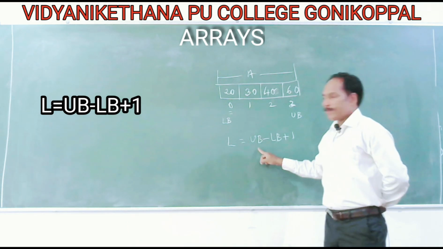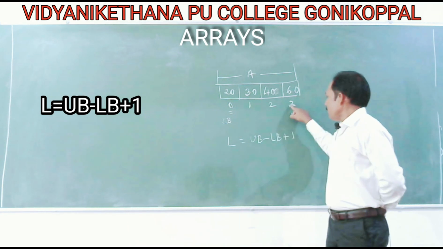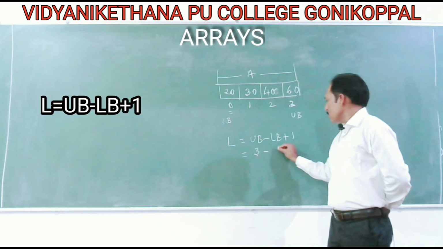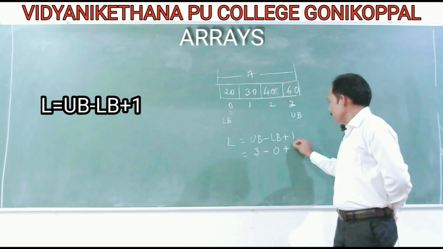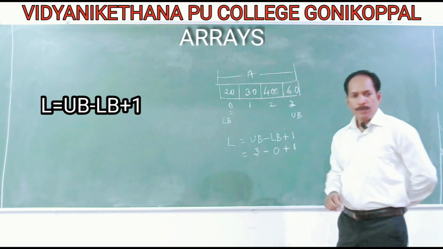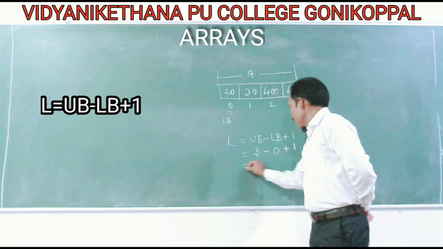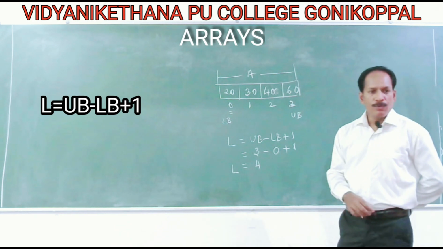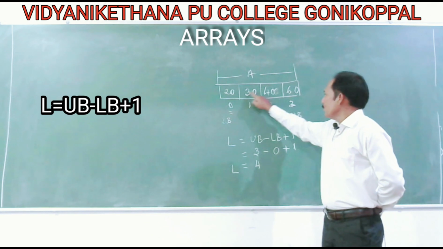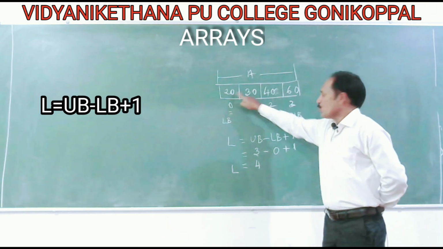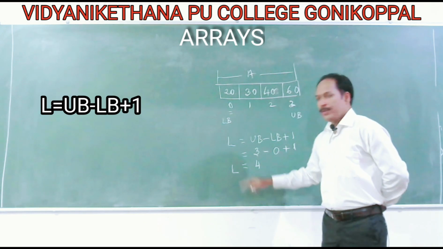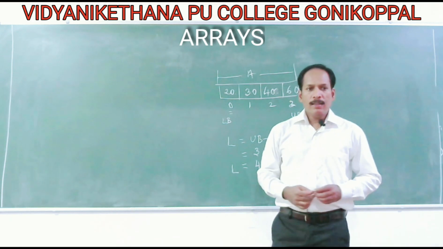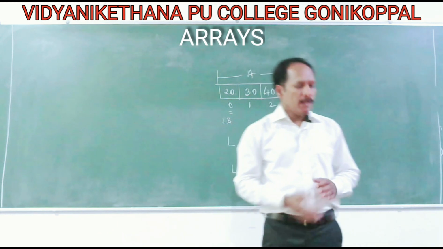What is UB? Here it is 3. Substitute 3. What is LB? It is 0, plus 1. So 3 minus 0 is 3, plus 1 is 4. So the length or size of the array is 4. Thus you can see 1, 2, 3, 4, the array has 4 elements. This is how we calculate the length of an array. So that's about calculating the length of one dimension arrays.